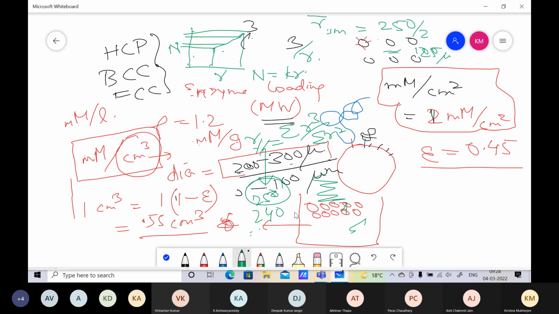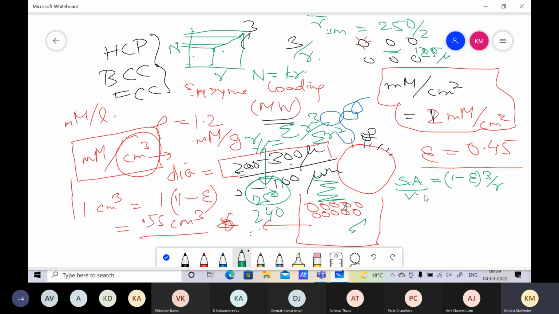Per centimeter cube? Yeah, please do it. Just a second. Surface area, let me write it out for you. 1 minus E into 3 by R, surface area per unit volume. That's it. So 13.2 centimeters square. 13.2 centimeter.